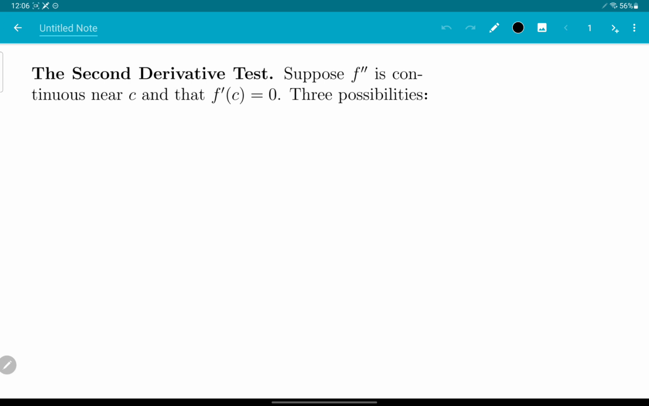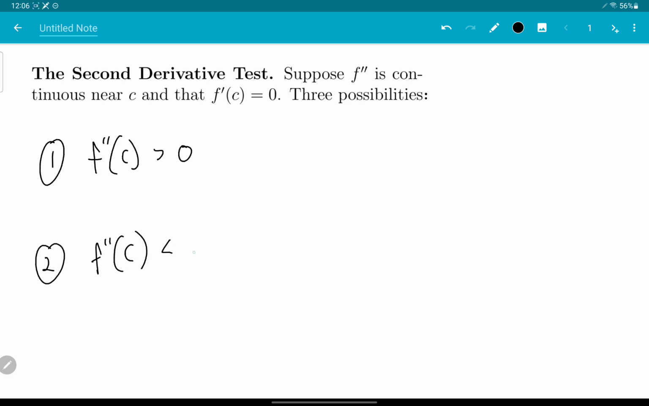Okay, the second derivative test. Now, there are three possibilities here. So you can either have one, f double prime of c is bigger than 0, two, f double prime of c is less than 0, or three, f double prime of c is equal to 0.